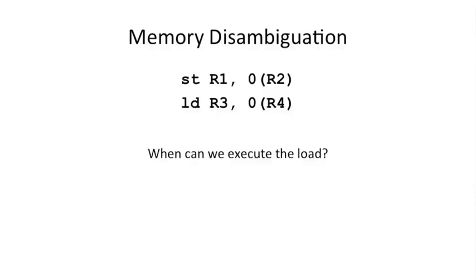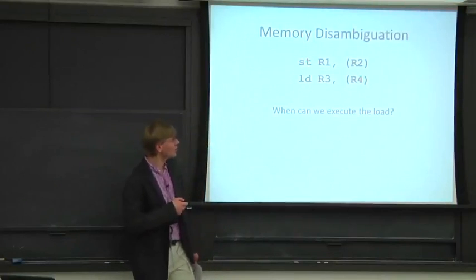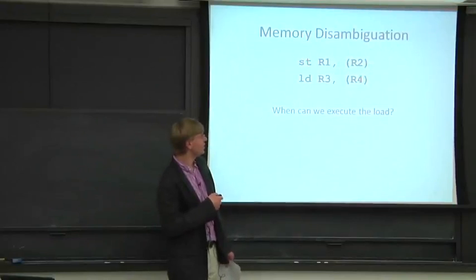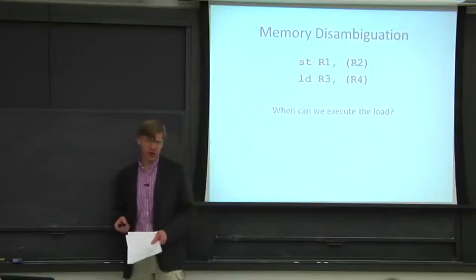Well, that's a tough one. If the load's not dependent on the store, we can just go execute it out of order. We can potentially even execute the load before the store in an out-of-order machine. If the load's dependent on the store, so if, let's say, register 2 is equal to register 4, then we're going to have a problem.